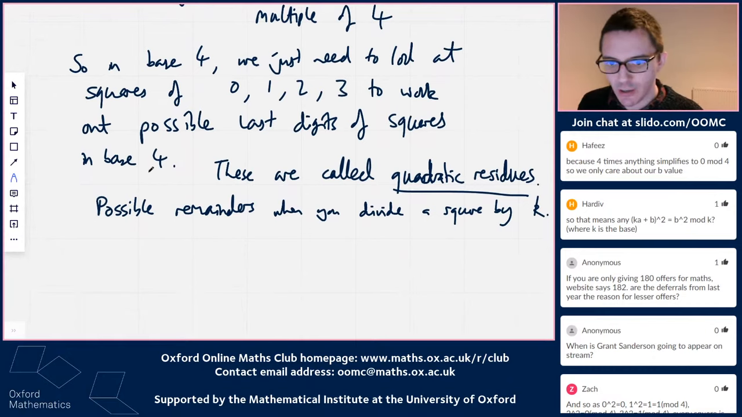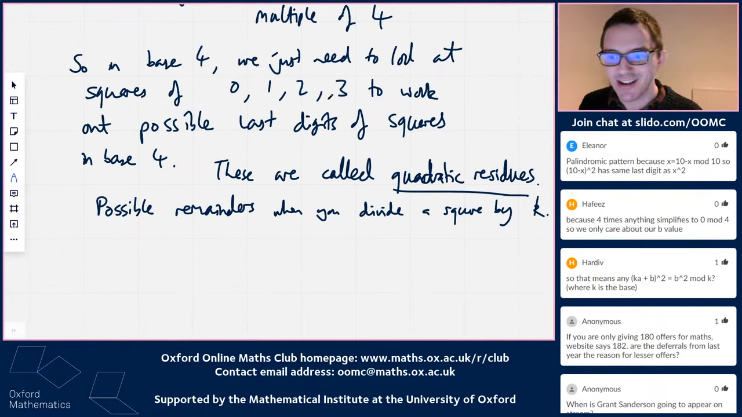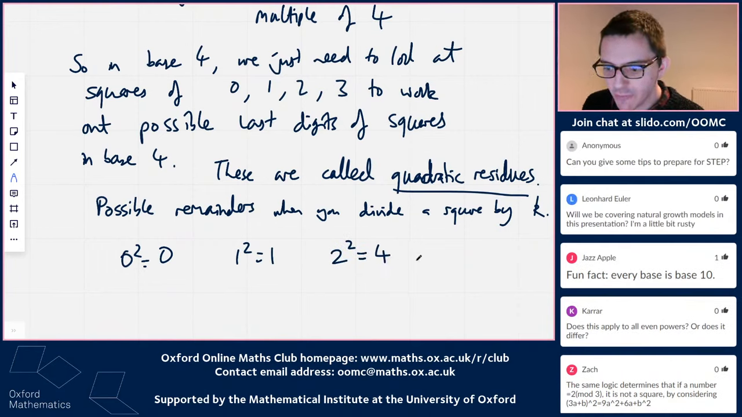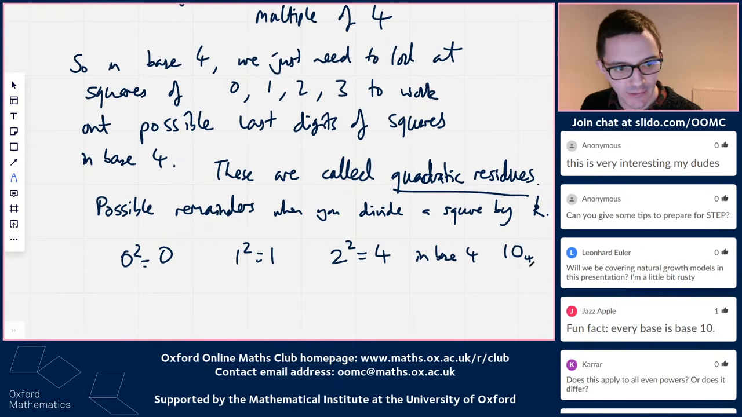So, what do I need to do? I need to take the numbers 0, 1, 2, 3. I need to square them. Just think about the remainder when I divide by 4. Okay, so 0 squared is 0. So squares can end in 0 in base 4. Maybe that's not surprising. 1 squared is 1. So squares can end in 1 in base 4. Now, 2 squared is equal to 4, which in base 4, we would write as 10. We would say there's a multiple of 4 here and then no remainder. So in base 4, we could write it like that. Or we could say remainder 0 when divided by 4.